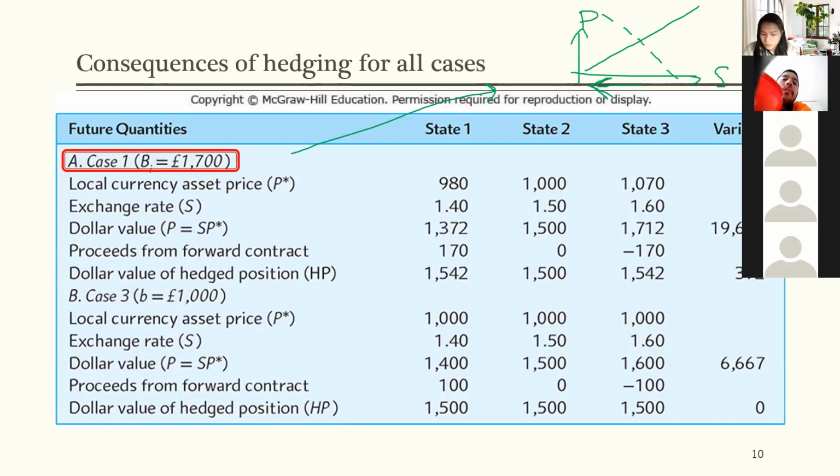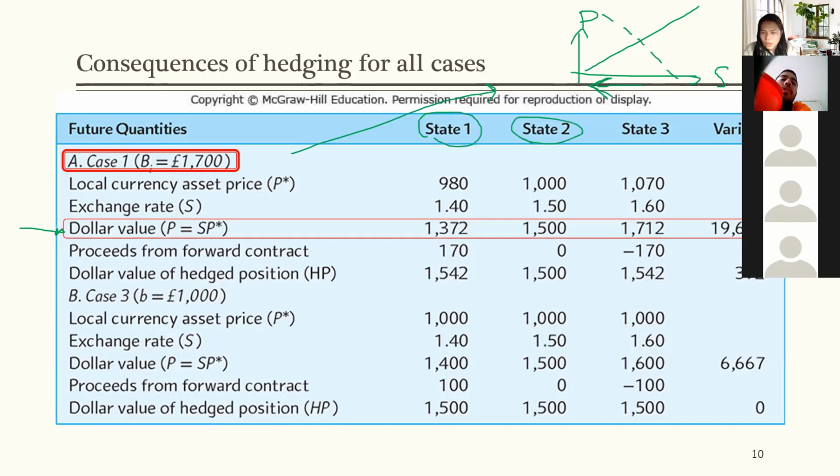So if I do so, this is the value of the asset in different scenarios if I choose not to hedge, right? So this is the unhedged position of my asset. So as you can see, this will be the variance of the asset value of P, which is quite high. So if I choose to hedge using a short forward contract, then under each of these scenarios at different levels of exchange rates, I can compute the payoff of the forward contract, right?